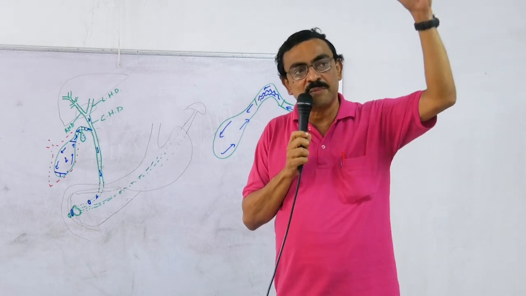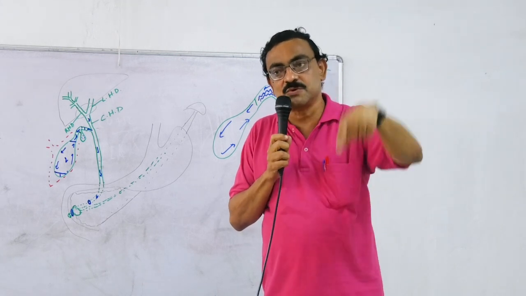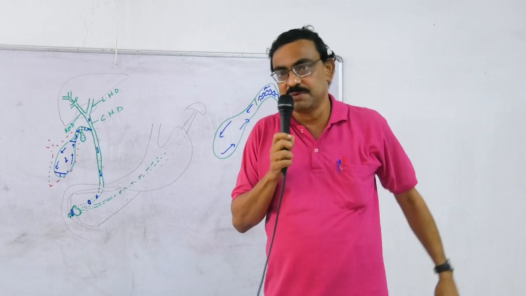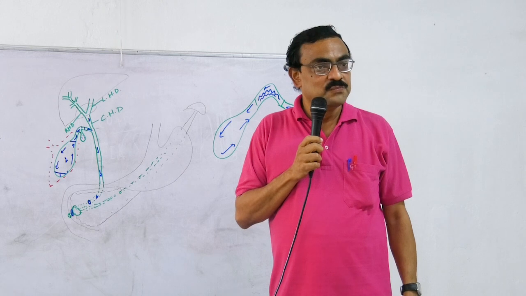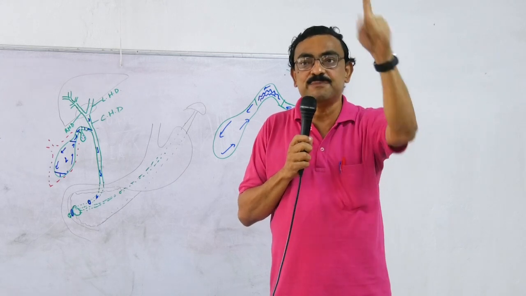Now I have mentioned from outside inside there is peritoneal layer, muscular layer, submucous layer and mucous membrane. Submucous layer is absent here.